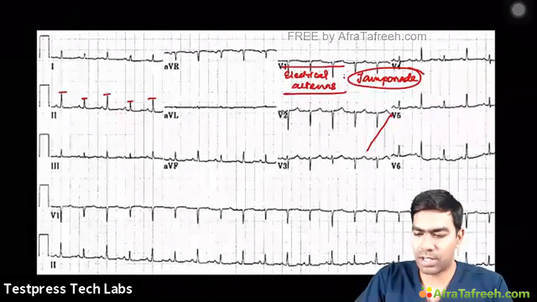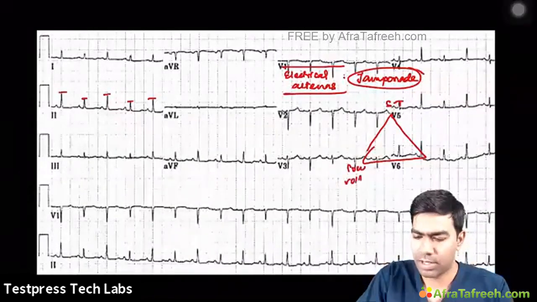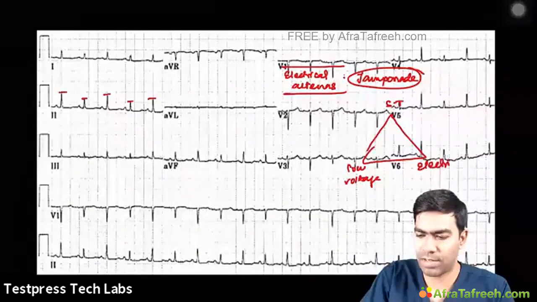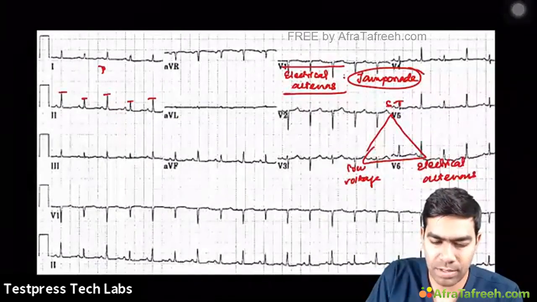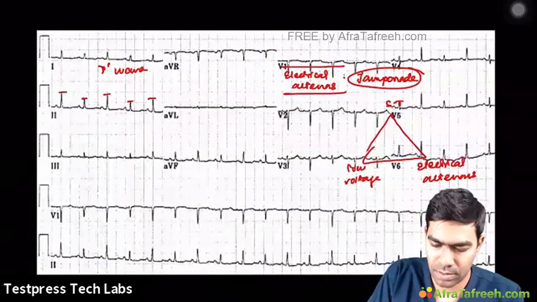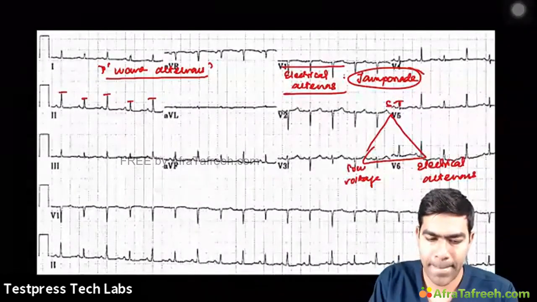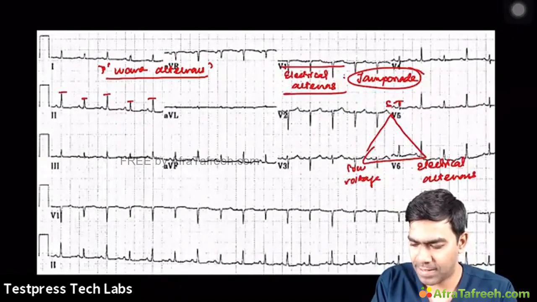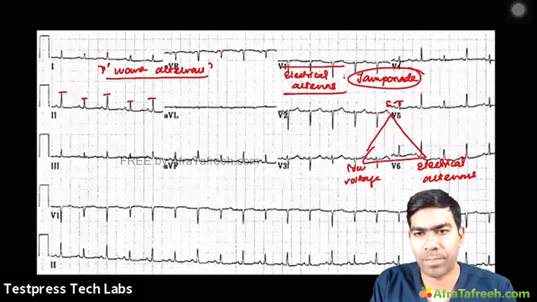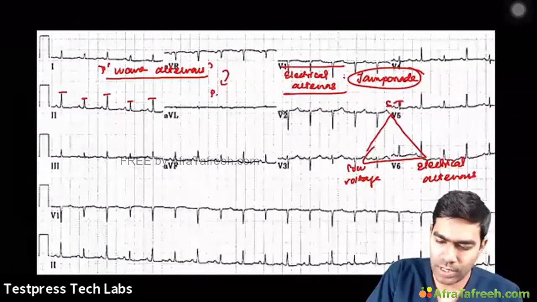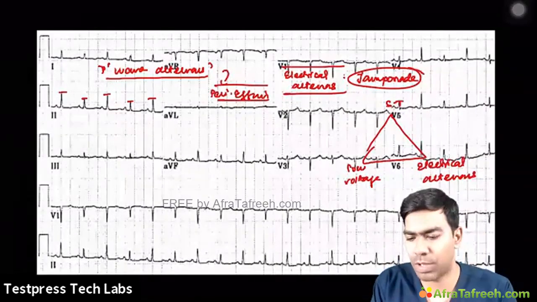And there is a quintessential triad of changes that we'll see in a tamponade. One is sinus tachycardia, second is low voltage complexes, and third one is electrical alternans. If you have these 3 findings, definitely it must be a tamponade. So if I ask you where will you see the P wave alternans, alternating height of the P wave? Once again, pericardial effusion and tamponade. It will be seen in pericardial effusion only, and it's pathognomonic for pericardial effusion.